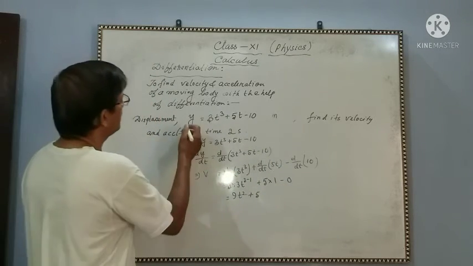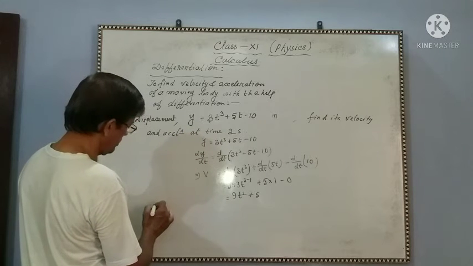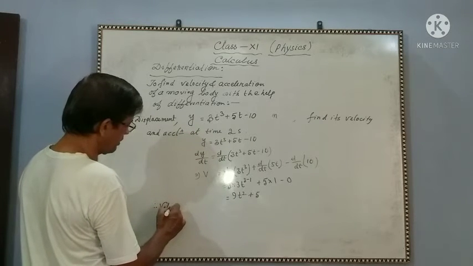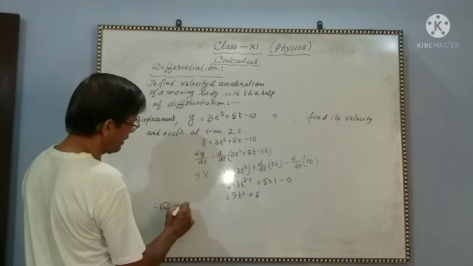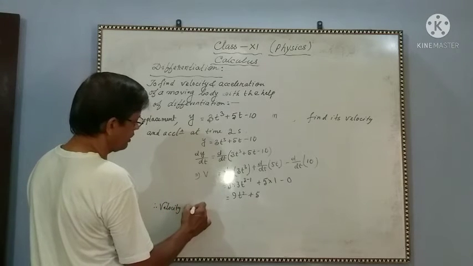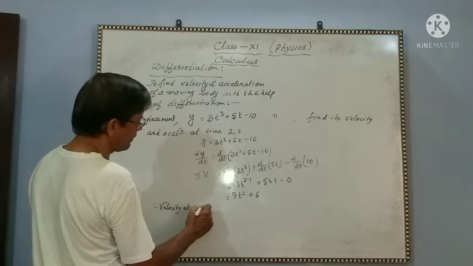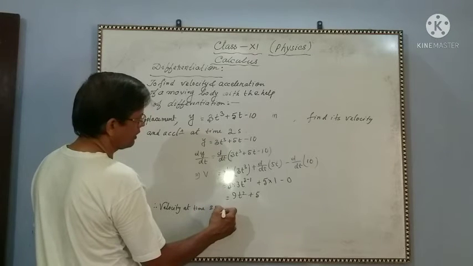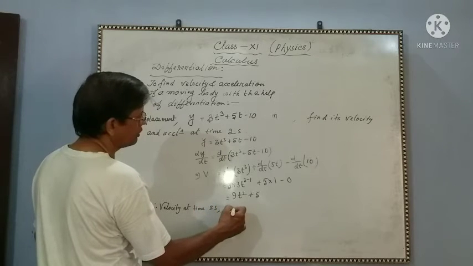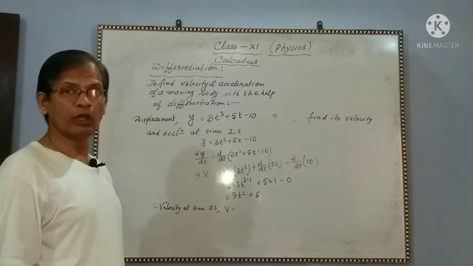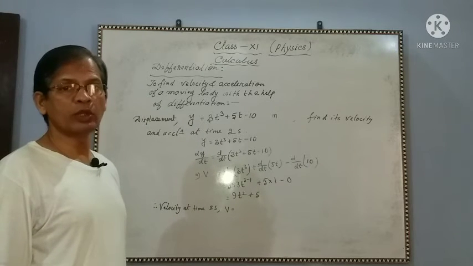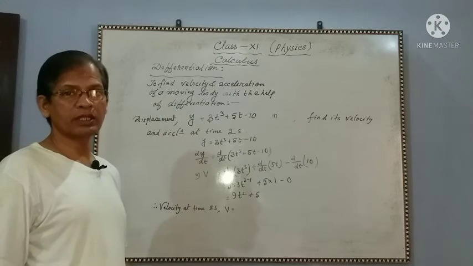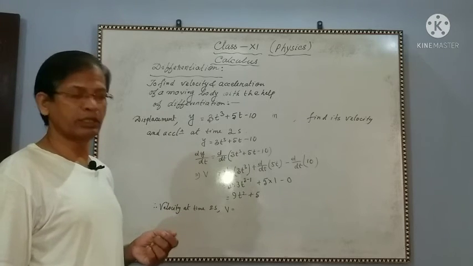Now velocity at time 2 seconds, v equal to, in place of t you have to put 2. If it is 1 second, in place of t you have to write 1. If it is 3 seconds, in place of t you have to write 3.